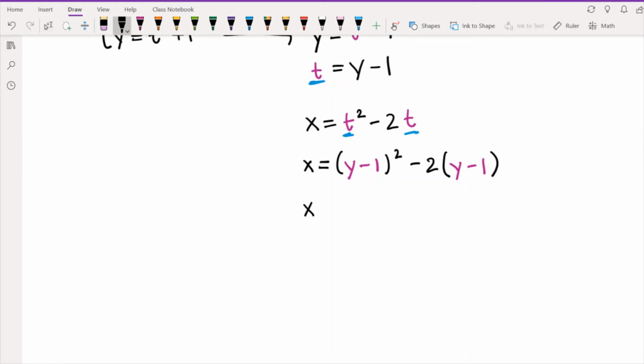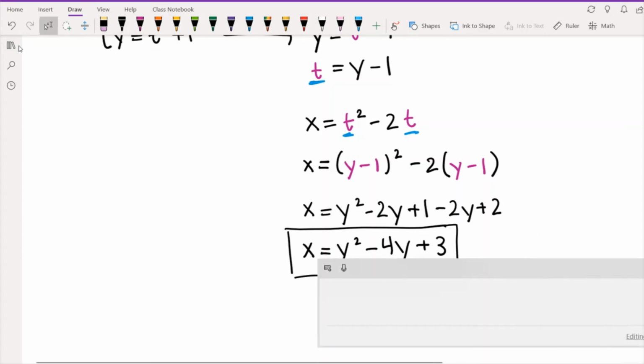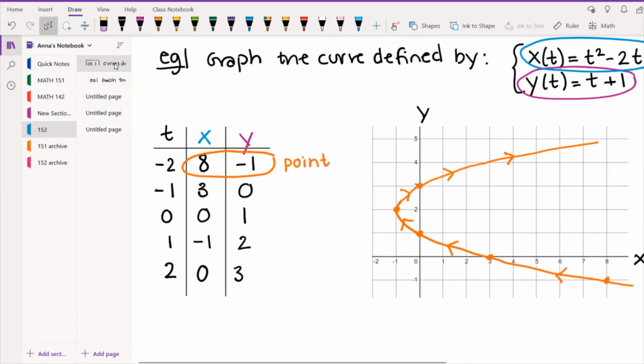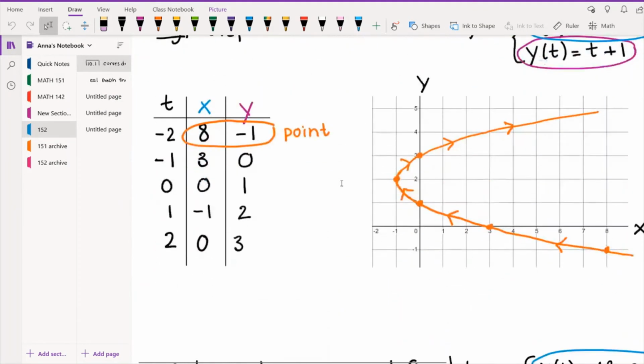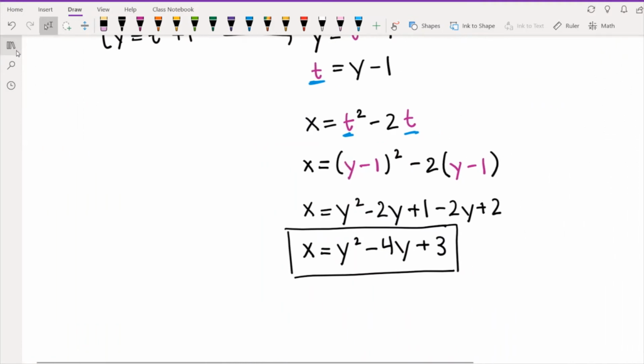So if we expand this all out, we get x is equal to y squared minus 2y plus 1 minus 2y plus 2. And so this would be x is equal to y squared minus 4y plus 3. So if you were to pull up Desmos and graph this, you would see the same parabola that we saw in this example, right? It would be a sideways parabola. However, there's a little bit of information missing.